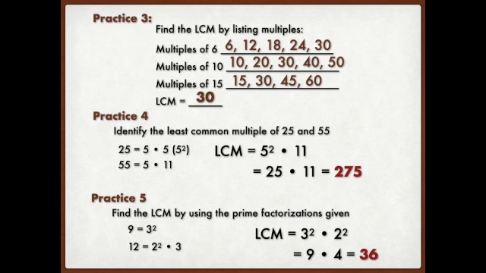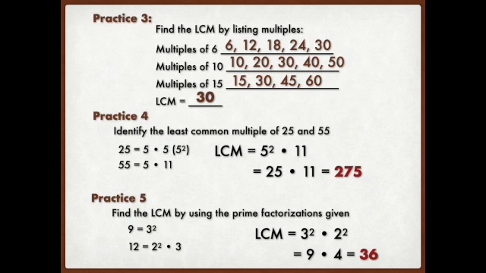Now the second step says to circle or identify the highest power. Here I have 5 and 5. It's the same number, both of them are the same. So I can go ahead and multiply those and identify it as 25, because 5 squared is 25. Because 5 is the same number, 5 squared will be that highest power. So I have 25. Then let's look at 55.